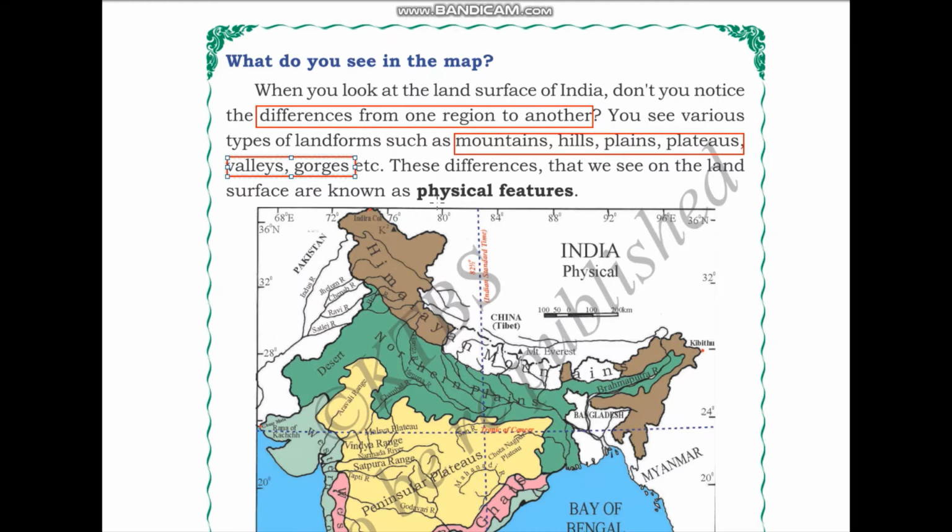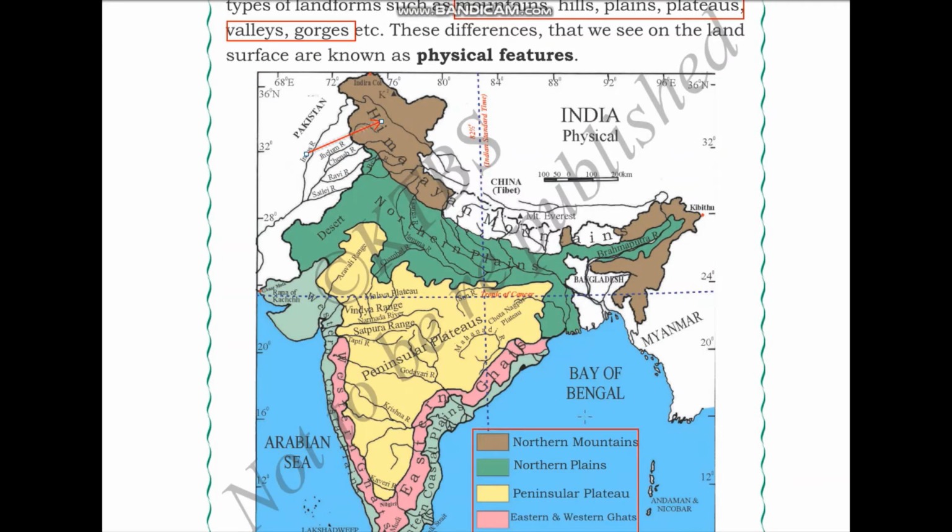Okay, so let us come from the top. Here we have, as seen in brown color, the mountain regions of India, also known as the northern mountains. Okay, next, here as seen in the green color, we have all this, which is the plains. Okay, so we have next the northern plains.